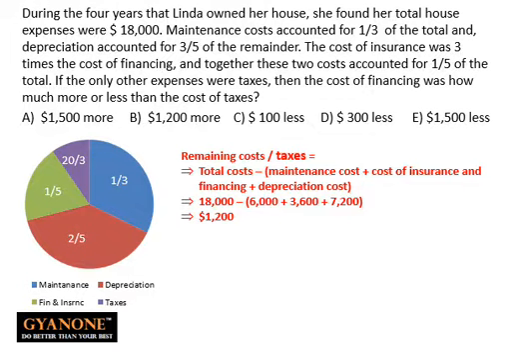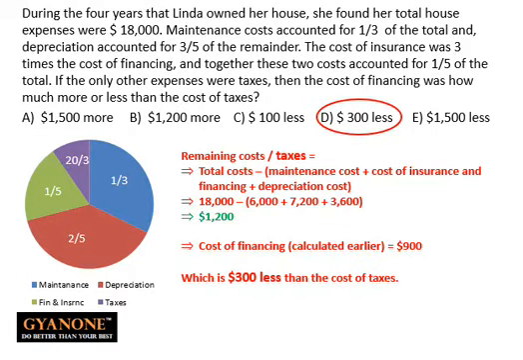Now, to answer the actual question, which is the difference between the cost of financing and the cost of taxes, we have to calculate the difference. The cost of financing, which is $900, is $300 less than the cost of taxes. That is, the final answer comes out to be $300 less, that is option D.